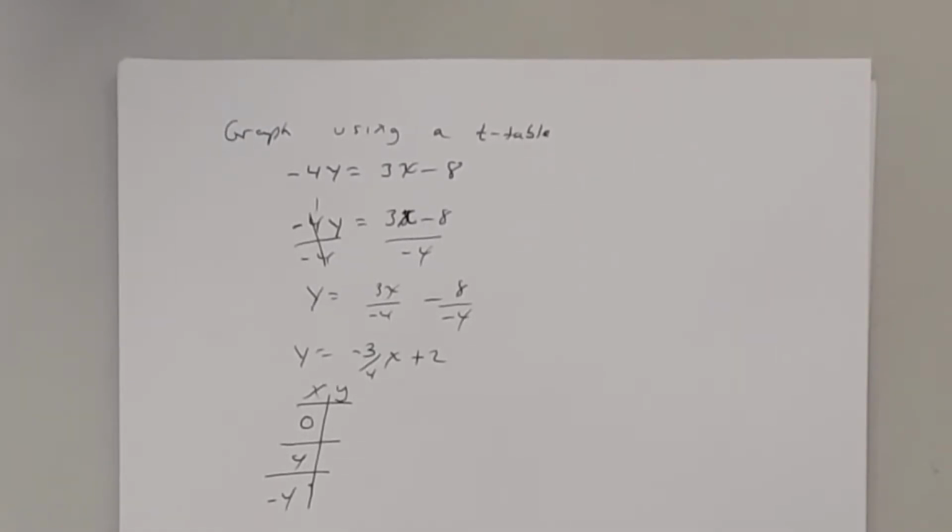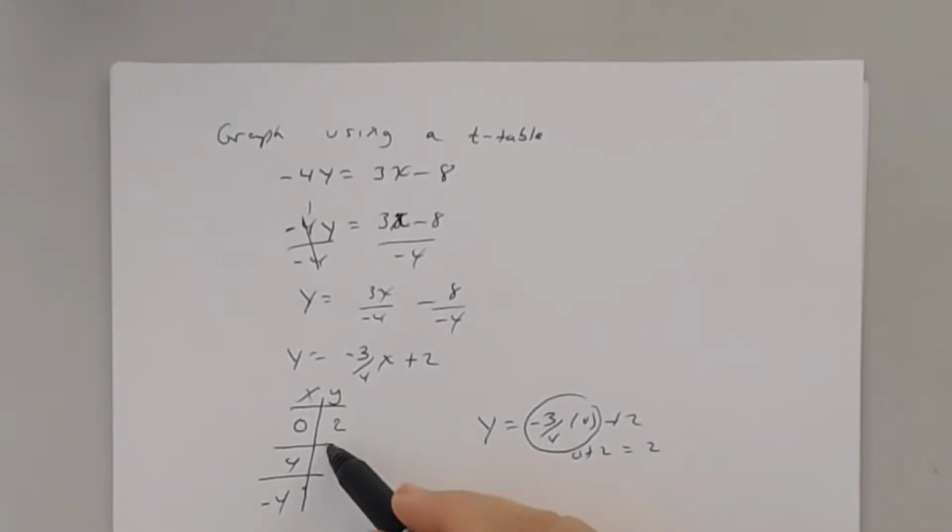So if x is 0, that means I go to my equation right here. Where we see the variable x, what do you plug in? 0. So I have y equals negative 3/4 times 0 plus 2. What's negative 3/4 times 0? And 0 plus 2 is 2. So I have the point (0, 2). Remember what we were finding, and we talked about this last class period: what we're finding here are solutions. Those are solutions to that equation. There's an infinite number of them.